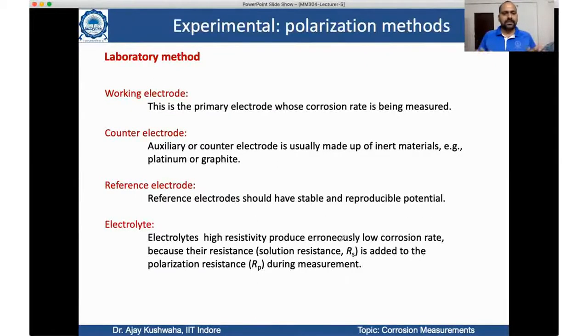Electrolyte, so this is also very important. An electrolyte with high resistance does not produce a good effect. If it is very resistive, it is going to contribute to the solution resistance. Then whatever polarization resistance we are measuring may not be accurate, because the solution resistance will be added to it. So we require a highly conductive electrolyte. These three things are required when we are doing corrosion analysis using the polarization method in the laboratory.